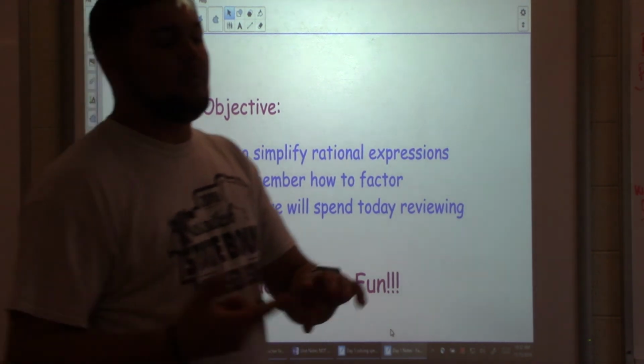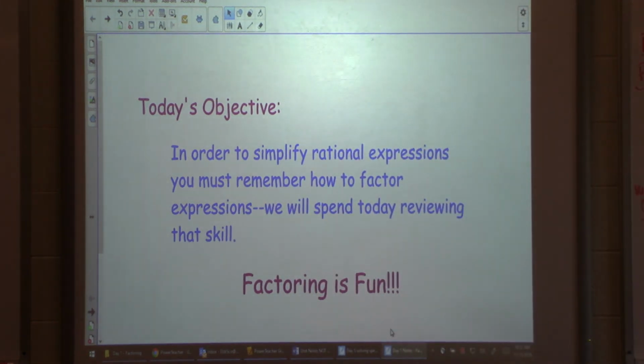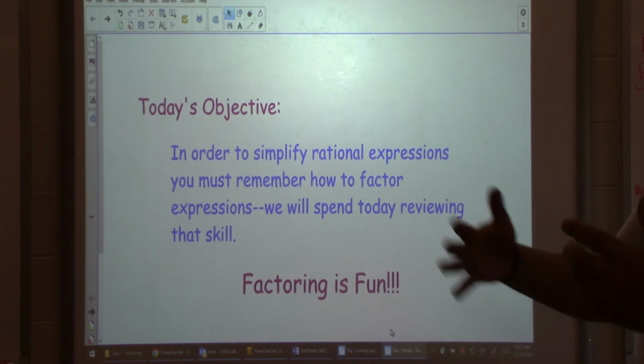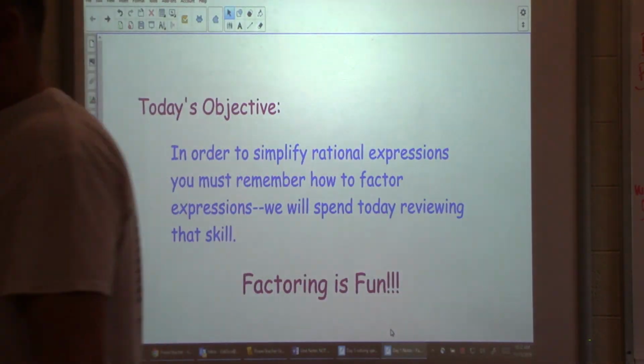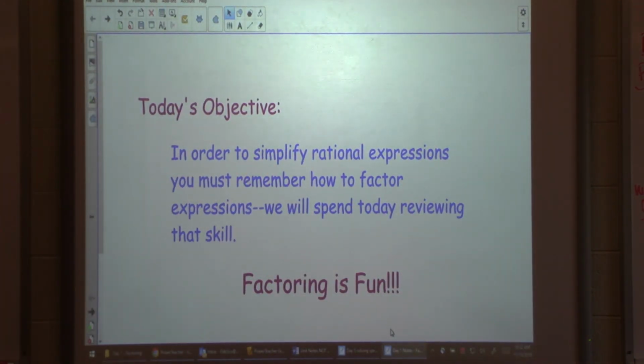There are multiple different ways to factor. Some of you probably use the box method. Some of you probably use guess and check. Some of you probably do factoring by grouping. Some of you probably do the star method or the X method or whatever method you use. There's a million of them. Whatever method you use, I'm not going to tell you that you have to use a certain method.